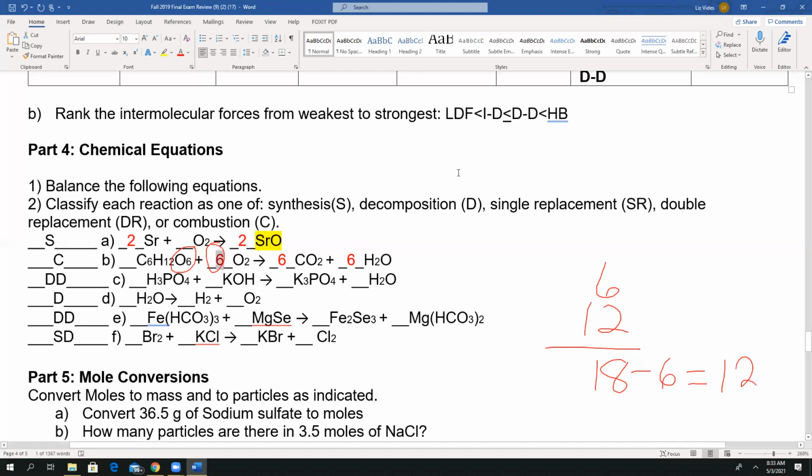Okay. And there you go. By the way, this is a combustion reaction, but it's also cellular respiration. You know, when you do sugar breaking up in oxygen into carbon dioxide and water, that's what that is. Good. So let's clear that.